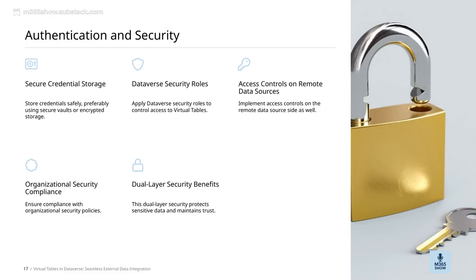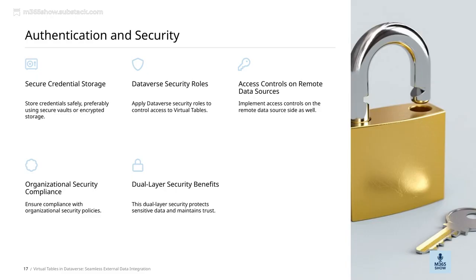First, ensuring compliance with organizational security policies is crucial. This means implementing security controls that align with your company's standards and regulations, so data remains protected and compliant at all times. Next, it's important to also put access controls on the remote data source itself. By doing this, you're adding another layer of defense, making sure only authorized users and systems can access the data at the source level.